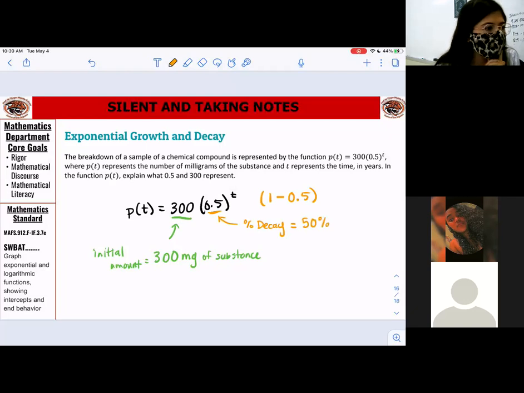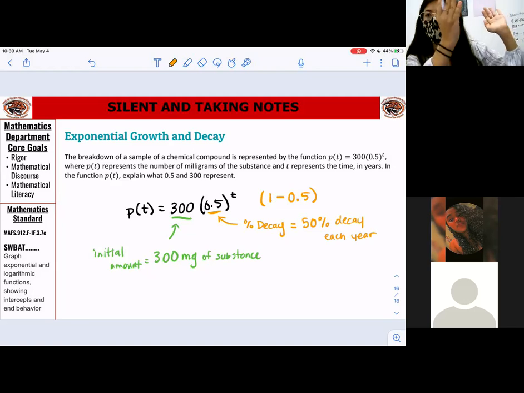And does it tell us the time? How often is this happening? Every day, every minute, every month? Read carefully. Years. So 50% decay each year. So see how we put that all together?